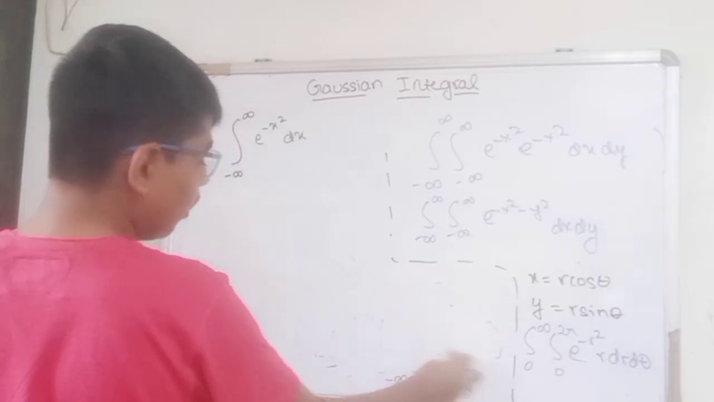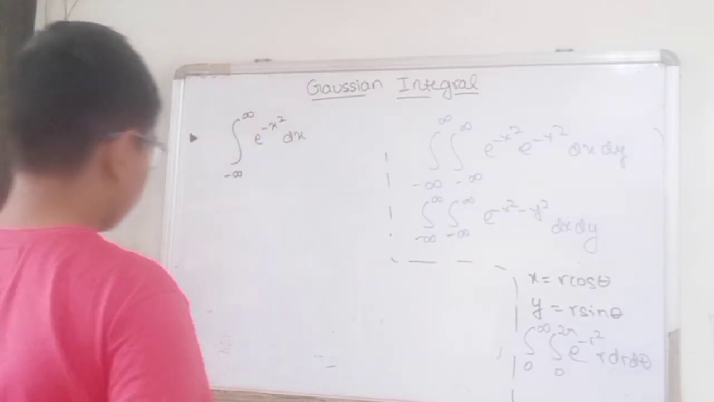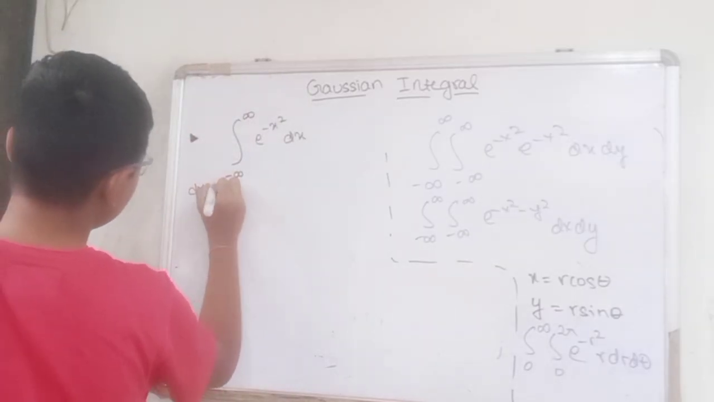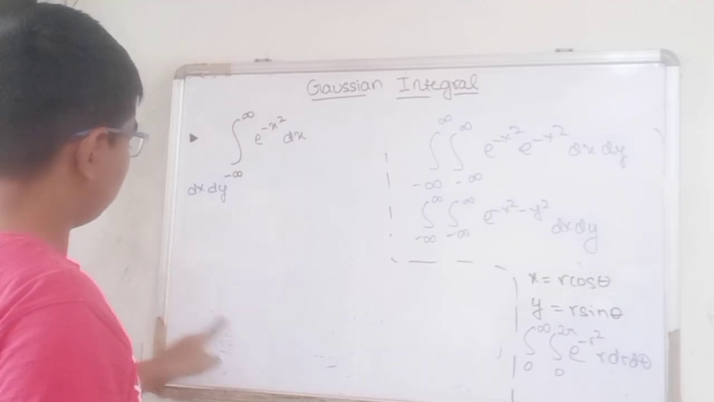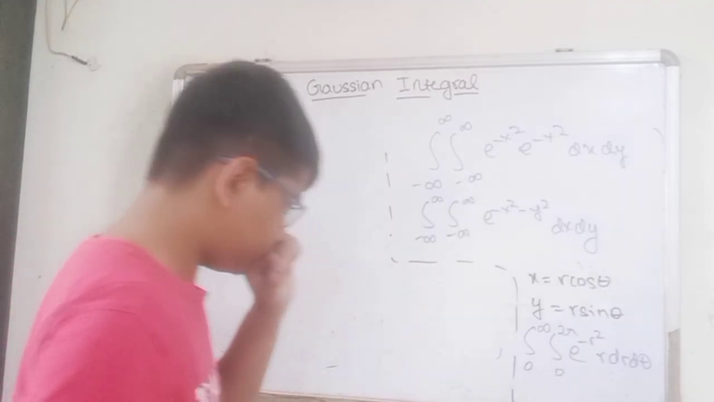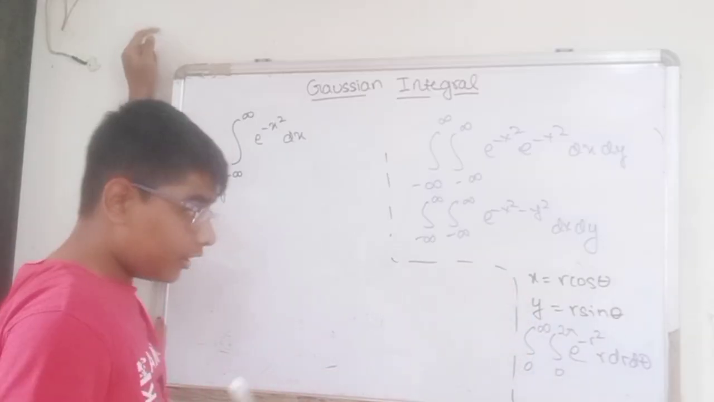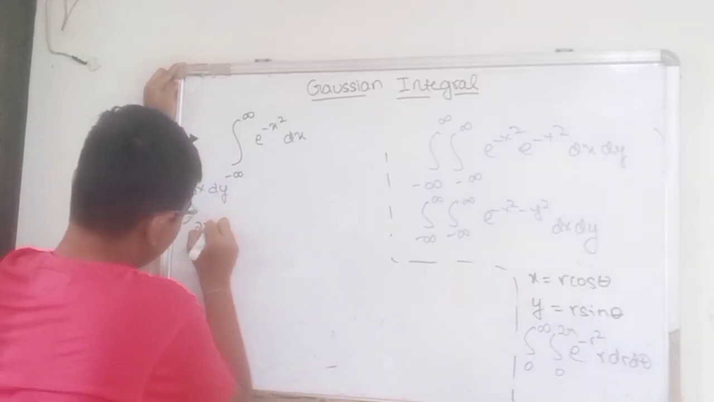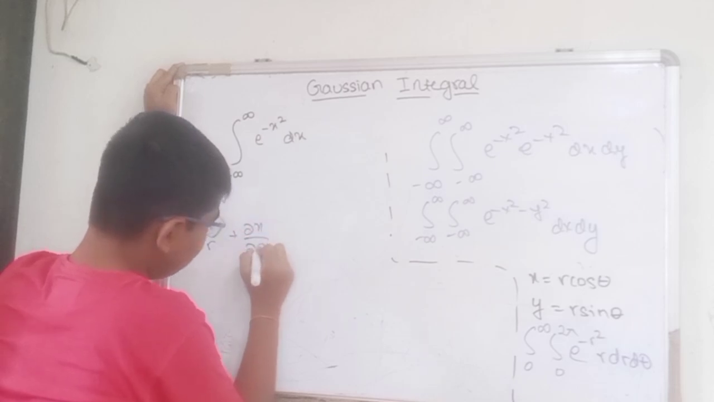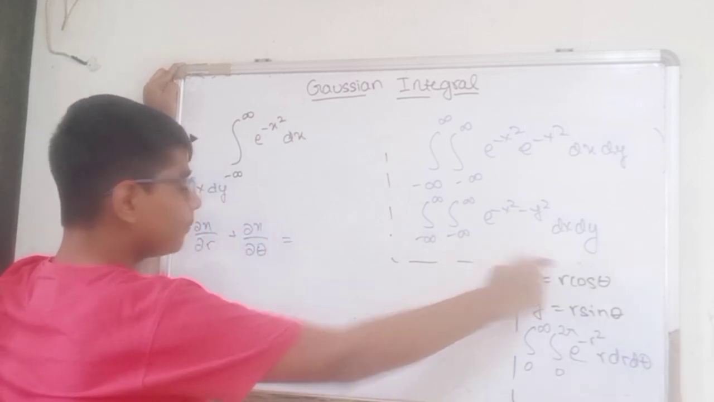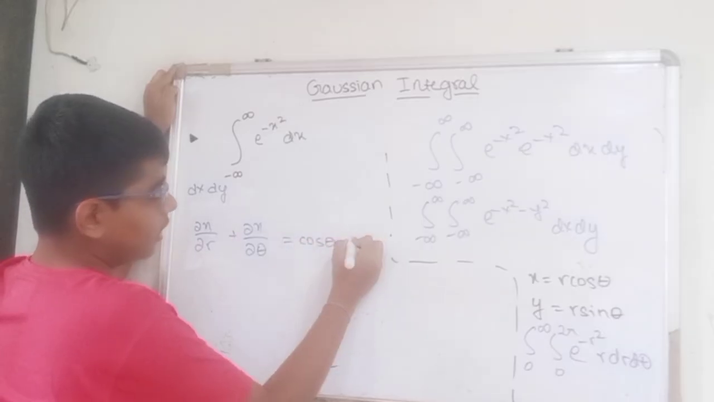Let me just tell you how I got the r dr d theta. So what do we have? dx dy. Now when we take this and differentiate, let us do partial differentiation of x with respect to r and with theta. What do we get? For r, we get cos theta, and for theta, minus r sin theta.